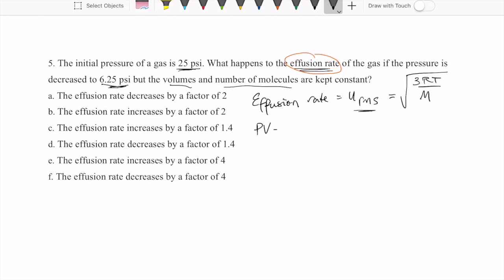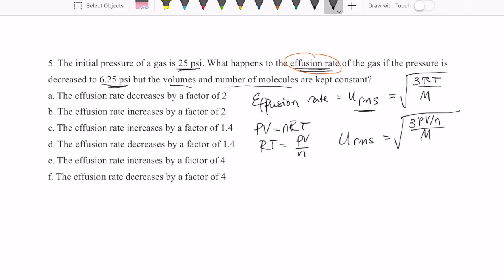Remember that PV is equal to nRT, so that means that RT is equal to PV over n. And so what you can do is rewrite your URMS, instead of 3RT over M, as 3PV over n, over M. And so now we can see how a change in pressure can affect the speed, because pressure is now part of that equation. How do we solve the problem?